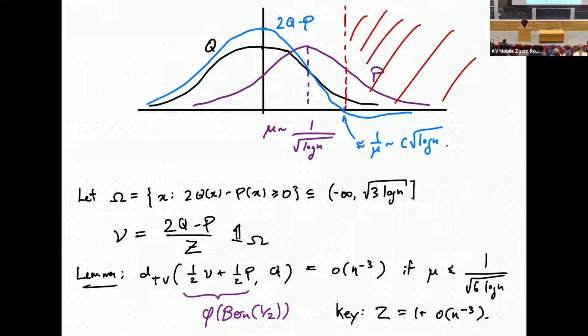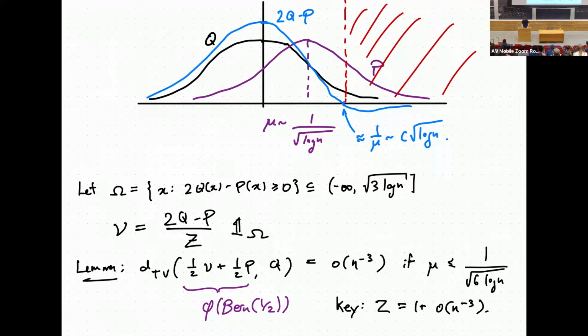So you'll just have to believe me that this lemma is true. But again, it's actually a pretty simple calculation that you can just write down from the L1 metric perspective on total variation. It's just the integral of the absolute value of the difference of those things. And then you can just partition the integral onto omega and omega complement, and it works out. All right.